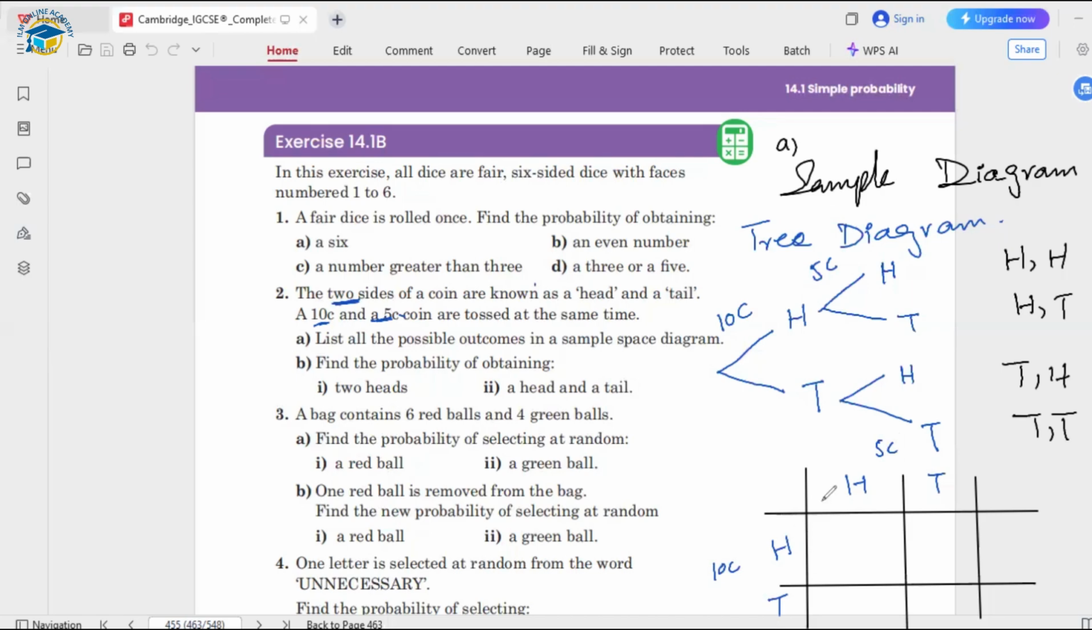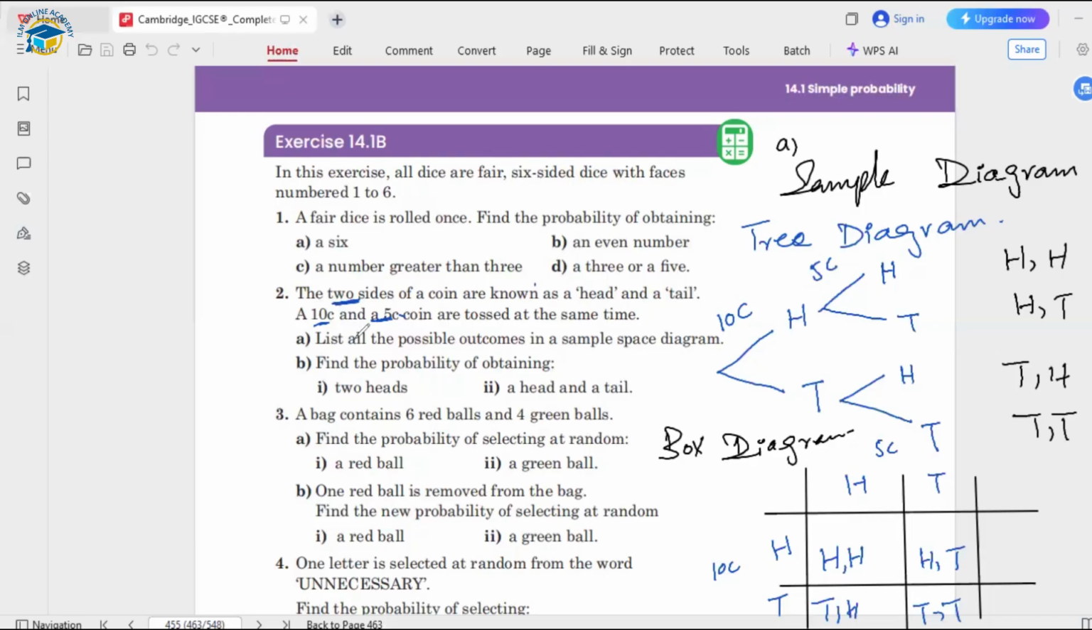So accordingly, first possibility is head, head. Next is head and tail. Tail and head, tail and tail. So in this way, you can make the box diagram as well. So both methods are fine. Whatsoever you are finding easier, you can go with. This is basically called the box diagram. So my sample diagram is basically done. Just one diagram you need to pick up, whatsoever is easy for you.